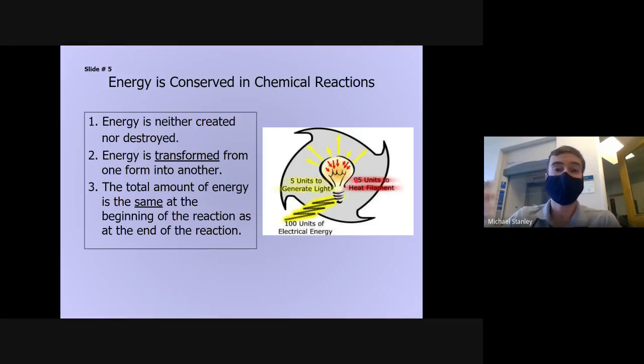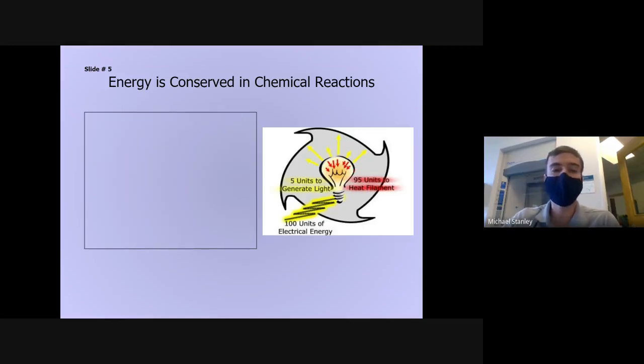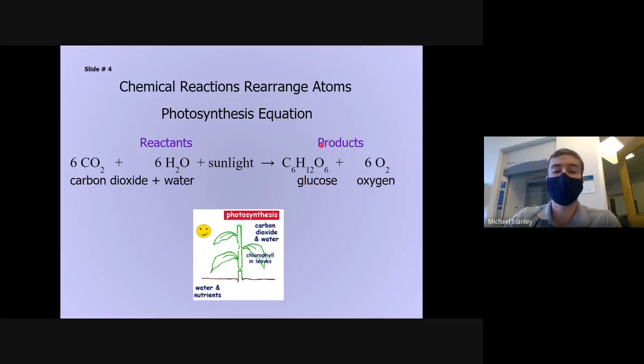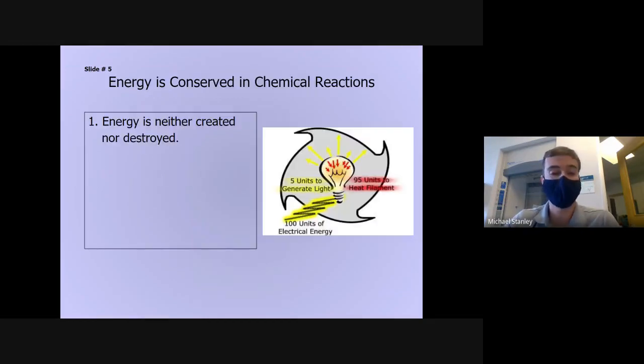So it's still 100 total, right? 5 and 95 together makes it 100. It just got transformed into different ways. Kind of like we have the same total different types of atoms in our products versus our reactants. They just get transformed in different ways. They get rearranged and put into new compounds, new equations.